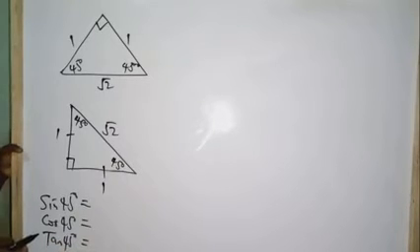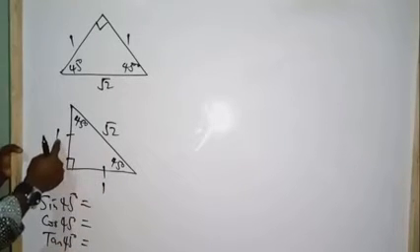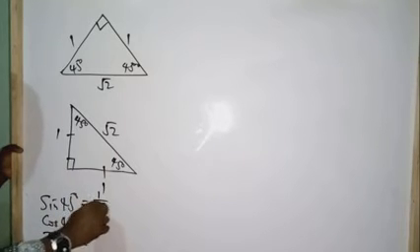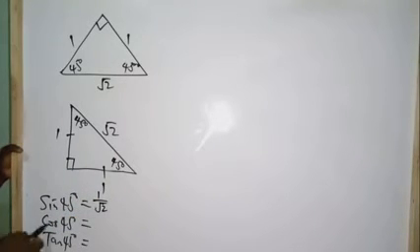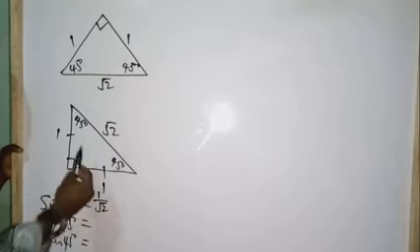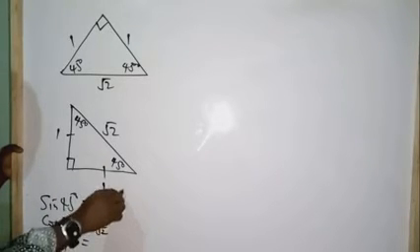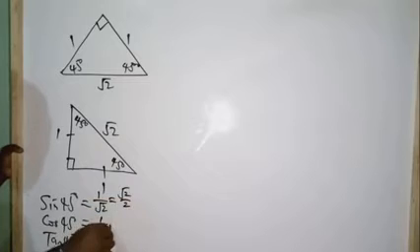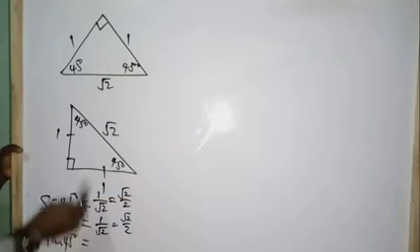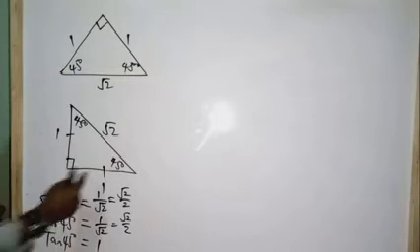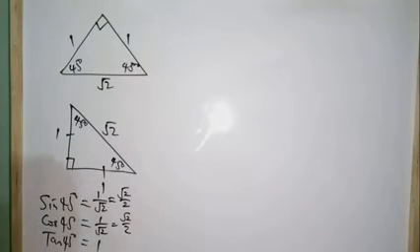What do you think sine 45 degrees will be? Opposite over hypotenuse, 1 over root 2. What do you think cos 45 will be? 1 over root 2. All this can also be written as root 2 over 2. This one too as root 2 over 2. Then tan is 1 because it's opposite over adjacent.